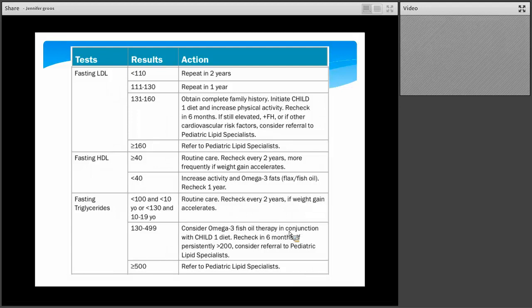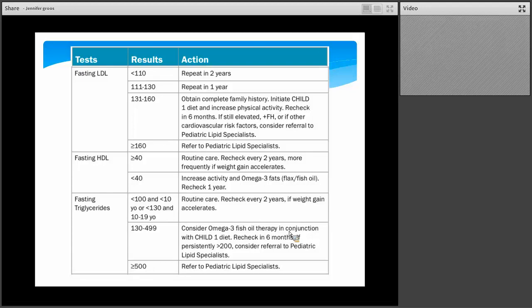If the ALT falls between 60 and 100, it's recommended that we recheck in 2 months, and if it's still elevated, contact gastroenterology for further workup. And if it's over 100, many of the gastroenterologists recommend a direct referral at that point.